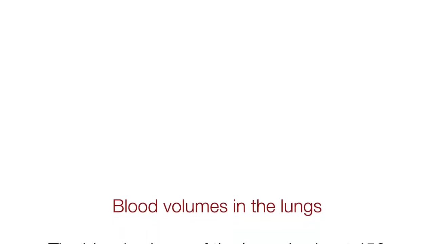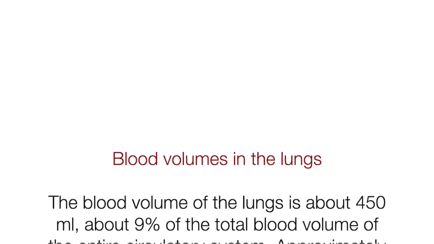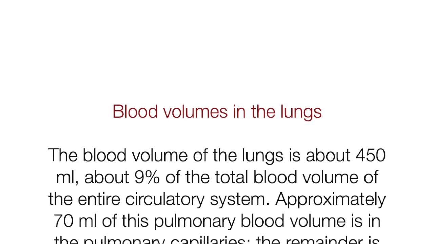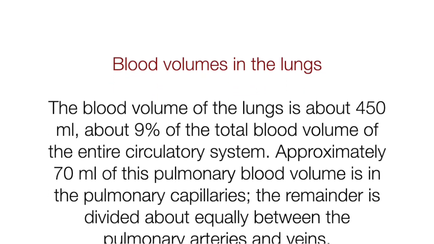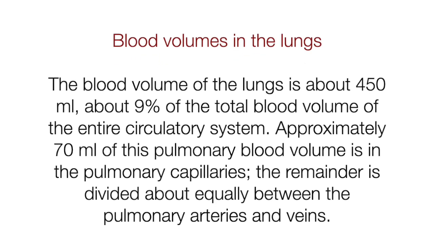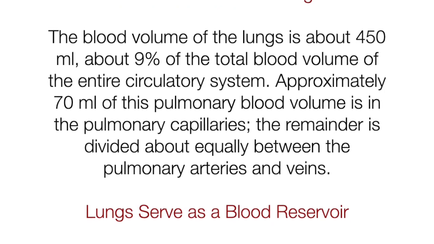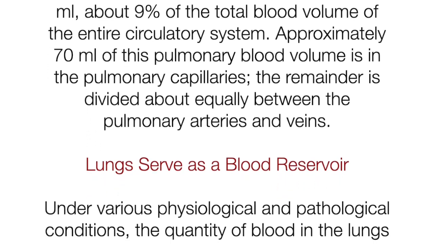Blood volumes in the lungs. The blood volume of the lungs is about 450 ml, about 9% of the total blood volume of the entire circulatory system. Approximately 70 ml of this pulmonary blood volume is in the pulmonary capillaries. The remainder is divided about equally between the pulmonary arteries and veins.